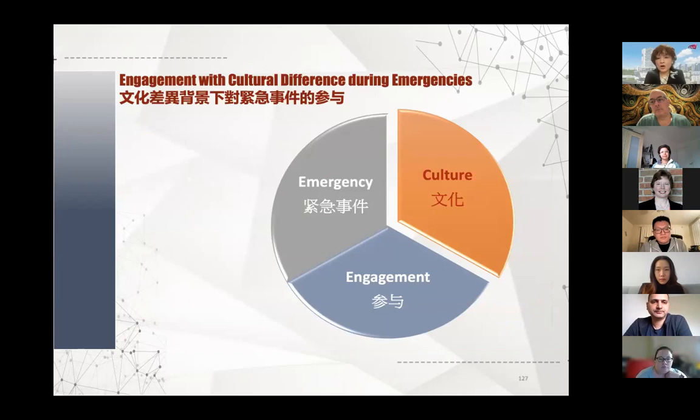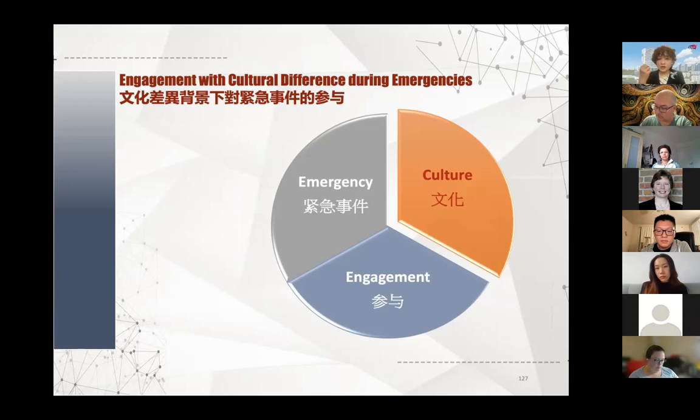And for the three sub-dimensions of engagement, I emphasize a lot on affective engagement, because I think especially in East Asia, okay, people value a lot on relationship and guanxi. And so that lays a strong foundation to produce trust, especially when we want to activate people's engagement.